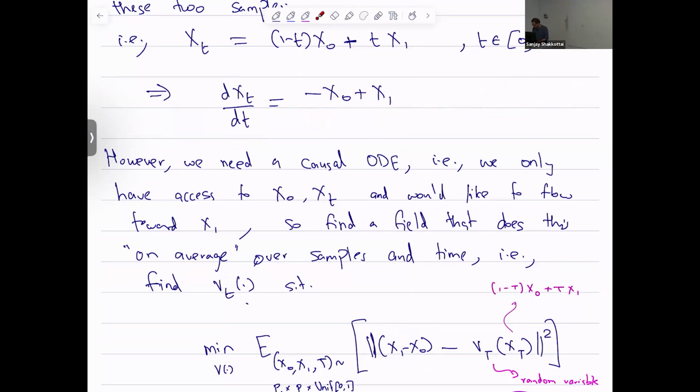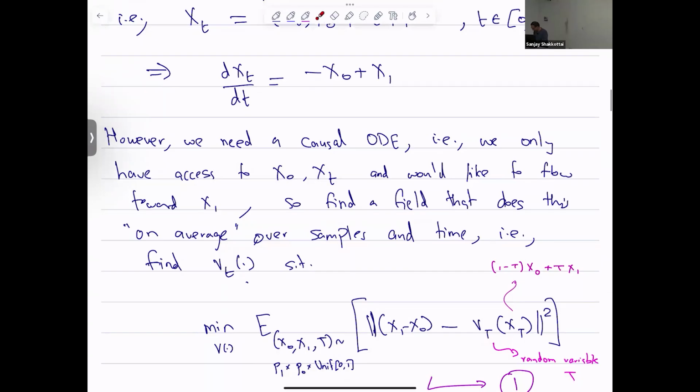So let's do that. We take x1 minus x0. We'll try to find a VT. So t here doesn't mean terminal time. It's a random variable which is uniform from 0 to 1. Okay, so let's be careful about the notation. There are 3 random variables here: x1, the terminal state; x0, the initial state; and a random time uniformly chosen between 0 and 1. Are you good so far?